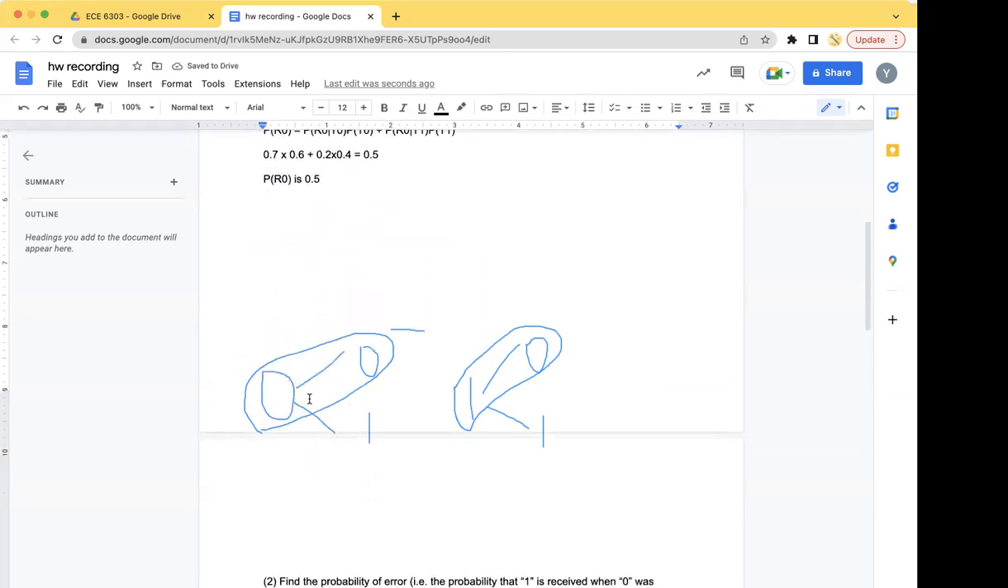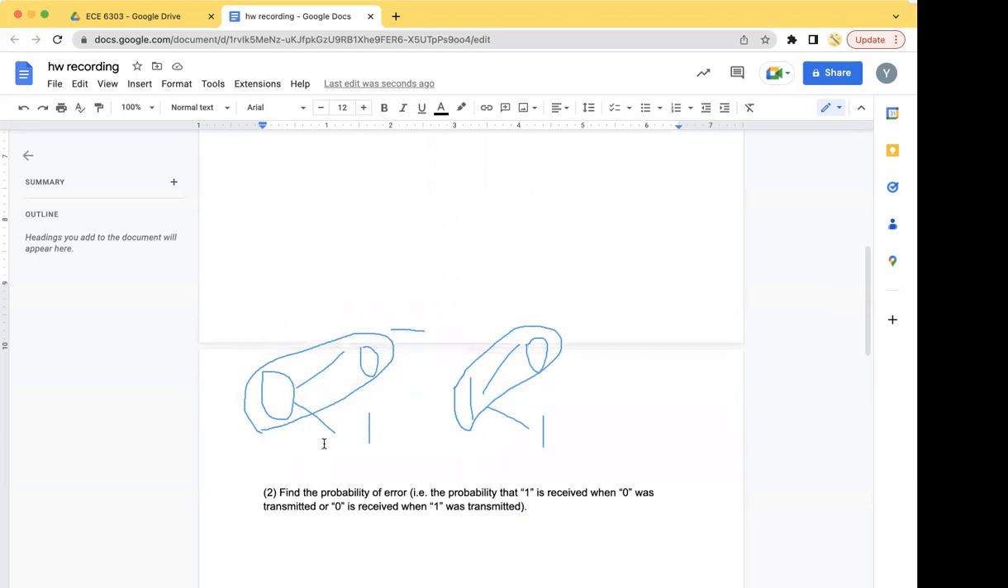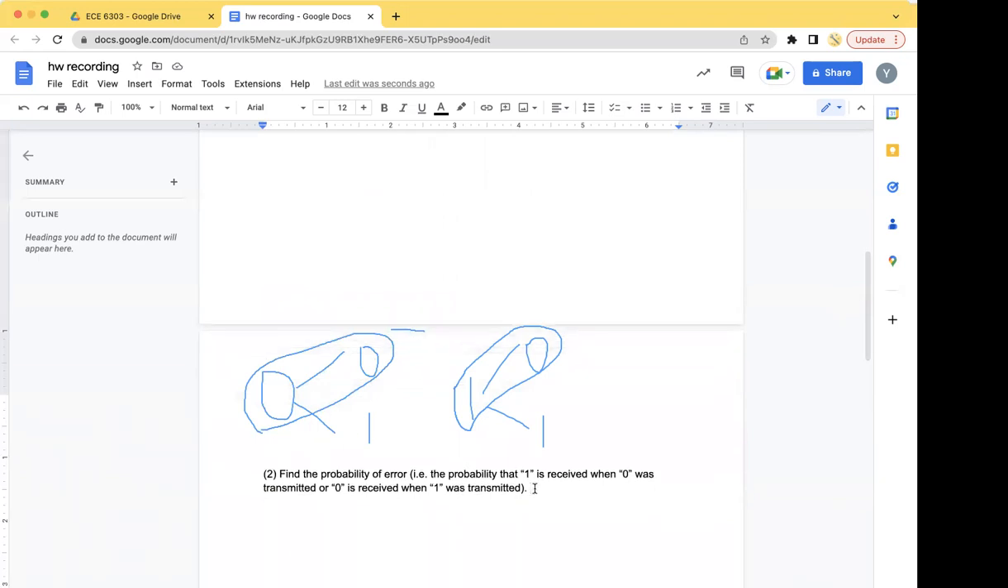Okay, now let's look at the second question. The second question is asking us, what's the error probability? The error probability means the probability that 1 is received when 0 was transmitted. So, like the first question as well, we can have this equation.